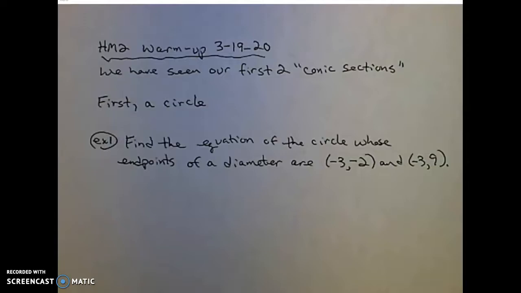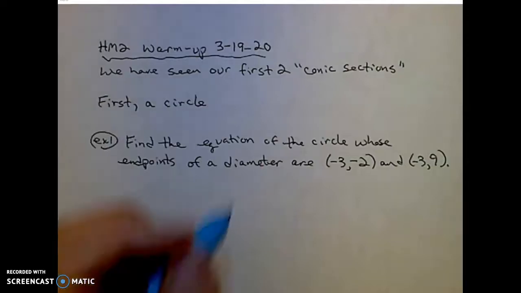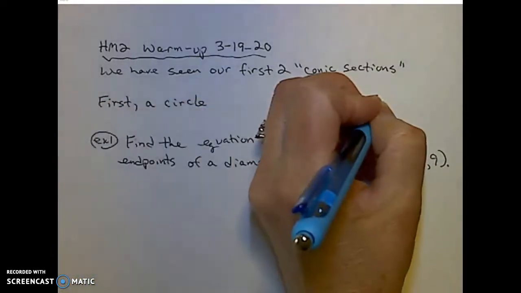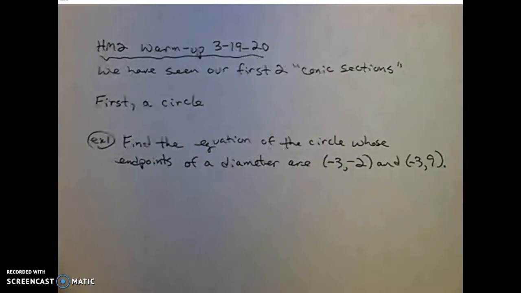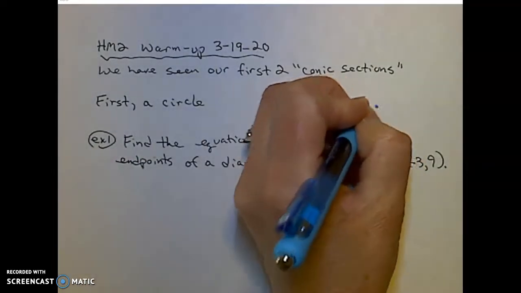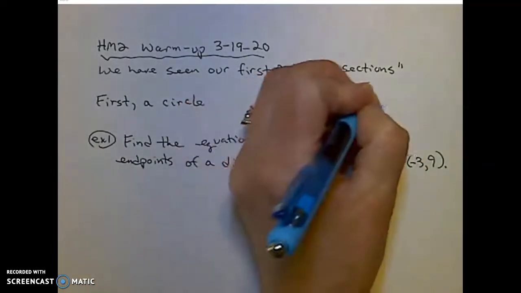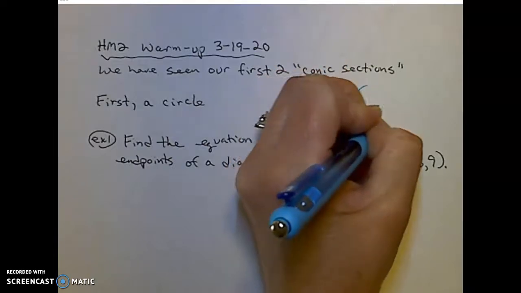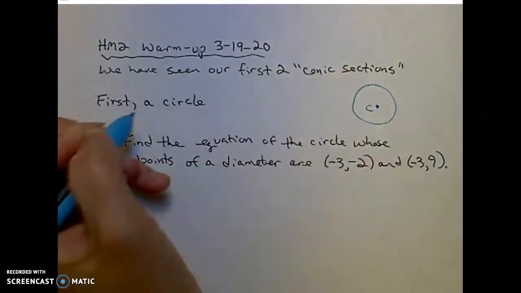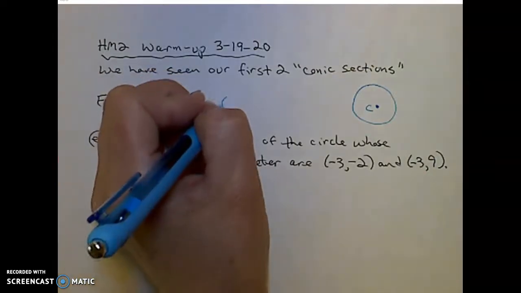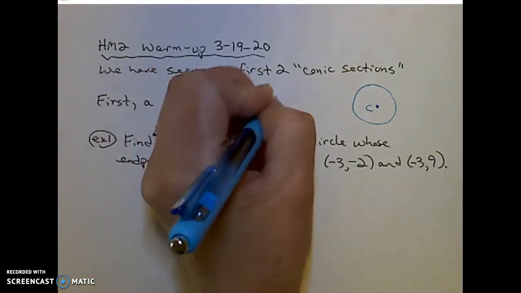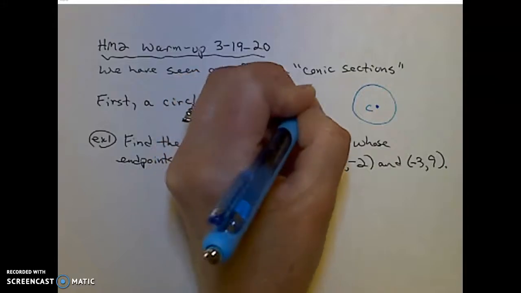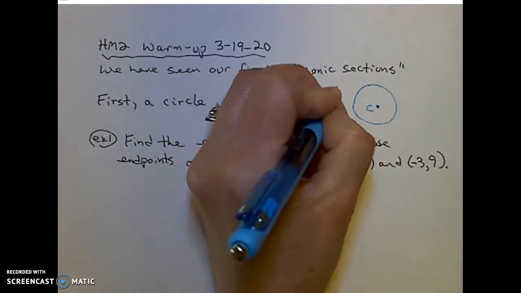Our first two conic sections, first is the circle. Conic sections are always defined in terms of distances. A circle is the set of all points whose distance from the center point is always the same. And you should be comfortable with the standard equation of the circle, which is (x minus h) squared plus (y minus k) squared equals r squared.